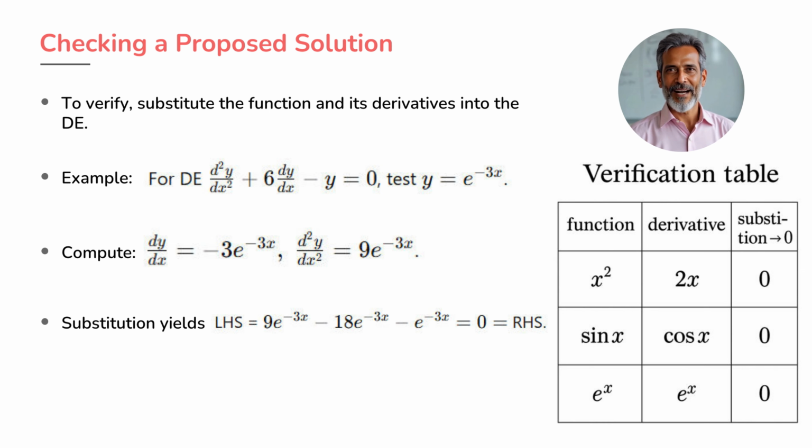Now substitute back. 9e to the power minus 3x minus 18e to the power minus 3x minus e to the power minus 3x. That simplifies to 0. Perfect. The left hand side equals the right hand side. So the function is indeed a solution. So the golden rule is, substitution is the lie detector test for solutions. If it balances identically, you've got the right answer.